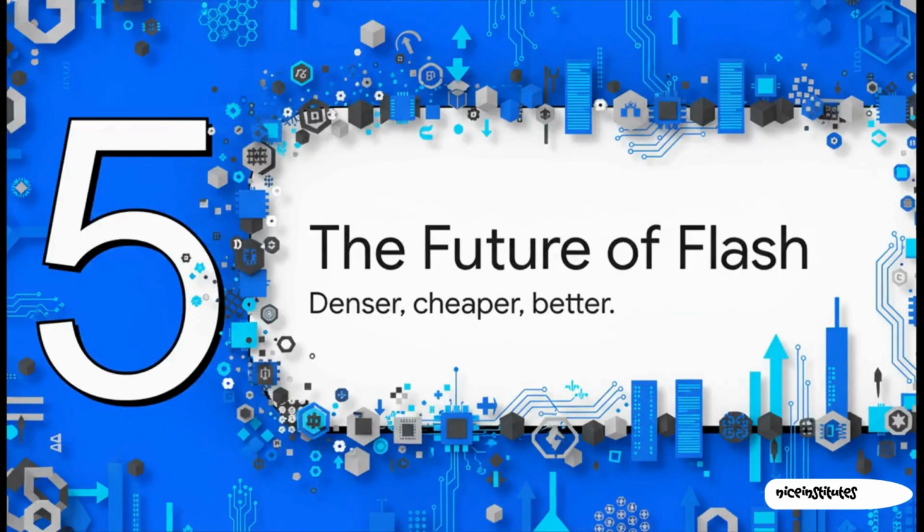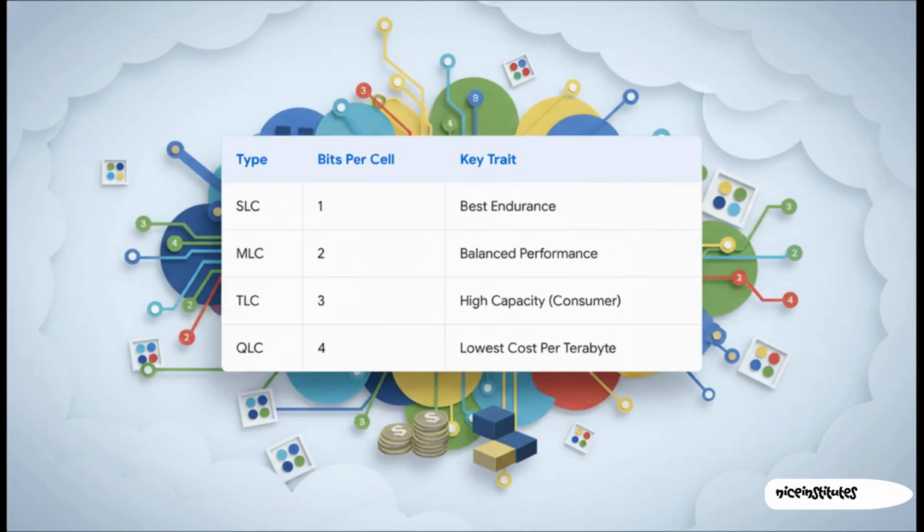All right, let's wrap up by looking ahead to the future of flash, because this story is nowhere near over. In fact, it's just getting faster. The goal is simple: pack more data into smaller spaces, and do it for less money. And one of the main ways they're doing this is by getting each of those tiny little switches to hold more information. It started with what we call single-level cell, or SLC, which held just 1 bit. Super fast, super durable, but really expensive.